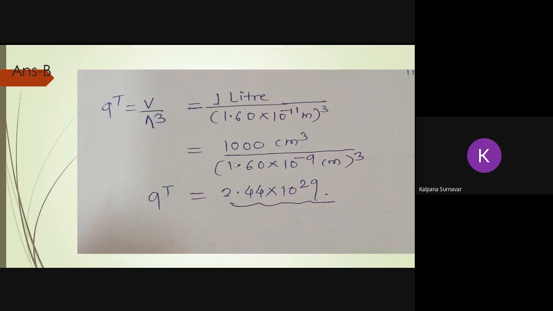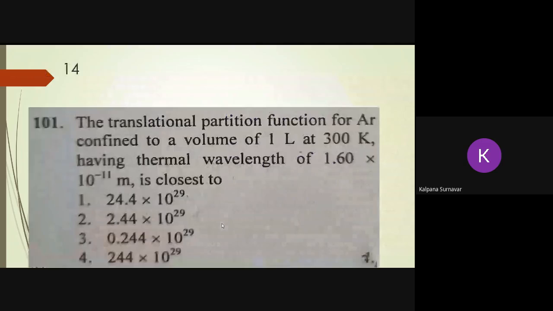After calculating this, the answer is Qt equal to 2.44 × 10^29. This is a simple problem, but the conversion is important. See, where is the answer? Option number 2 is the correct answer, 2.44 × 10^29.